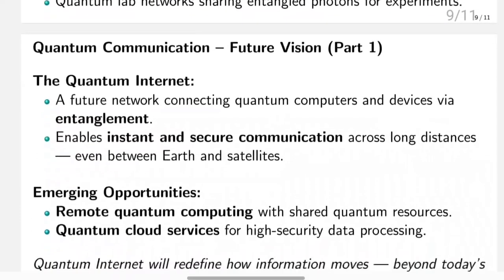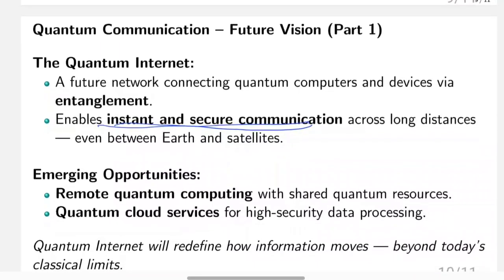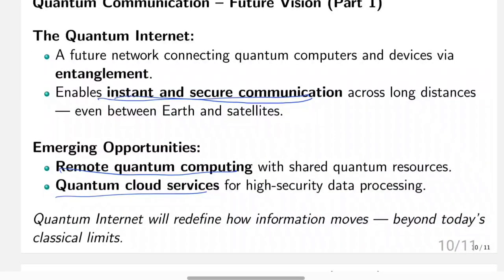The big dream is nothing but the quantum internet. This will connect quantum computers and devices using entanglement instead of normal data cables. It allows instant and secure communication. Remote quantum computing and quantum cloud services will be the emerging techniques. Quantum cloud services are where companies or researchers can use quantum power safely online. So that is why we require quantum cloud services. The quantum internet will change how information moves across the planet: faster, safer and smarter.